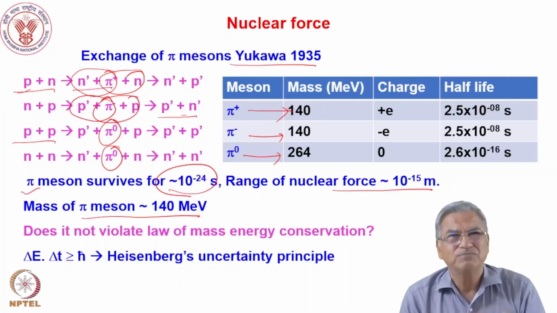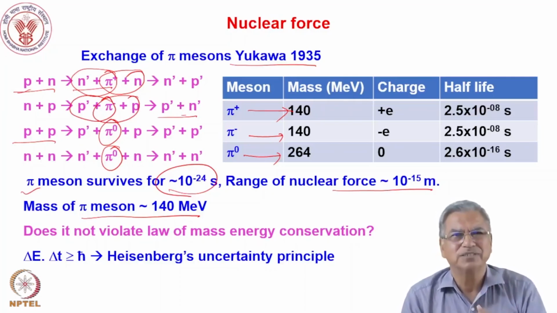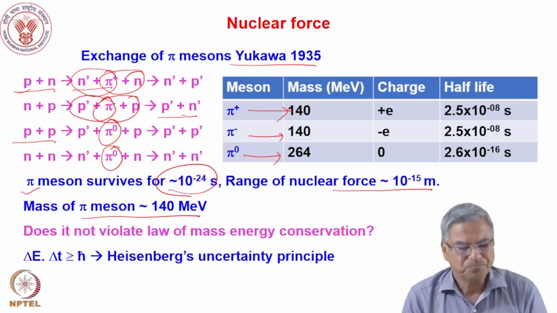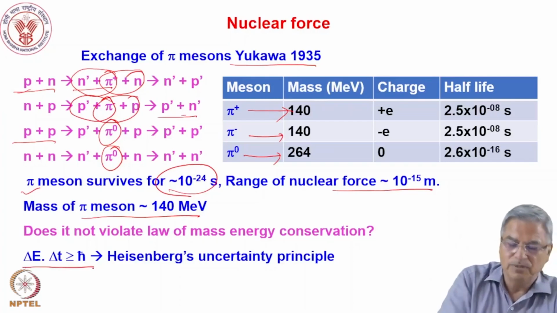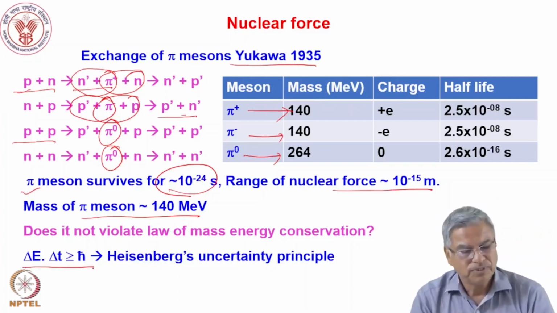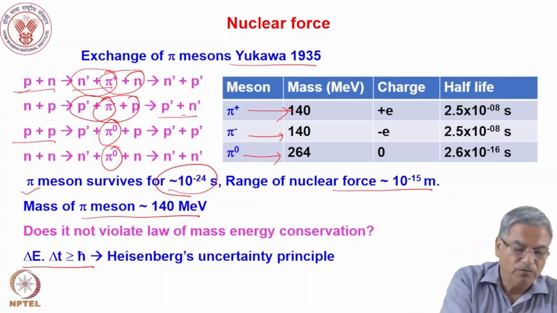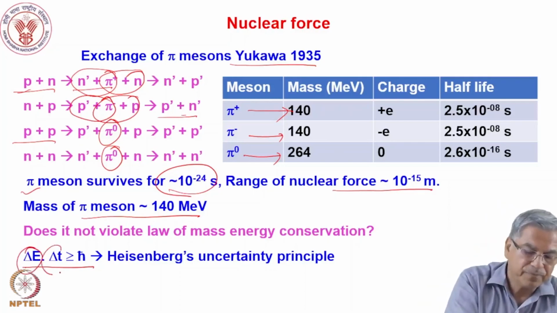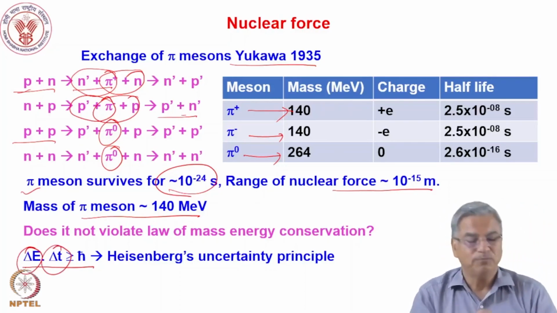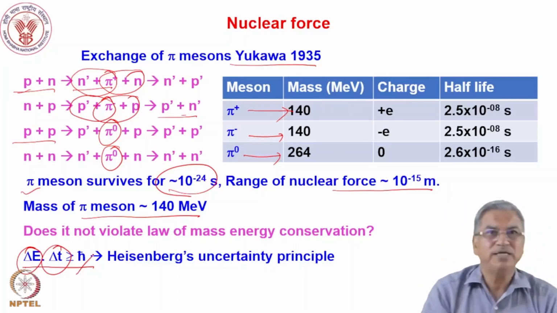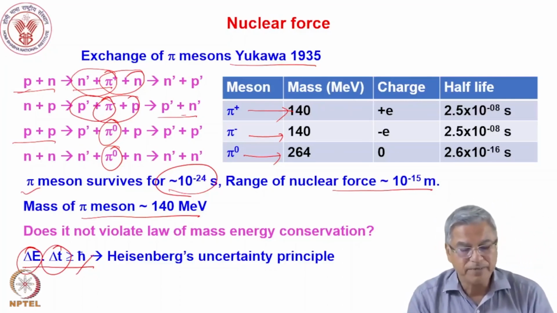Apparently, you feel that it is not possible to generate mass from a pair of proton and neutron. They are remaining intact. But then that is where Heisenberg's uncertainty principle comes to our rescue. The Heisenberg principle of energy and time says that the product of delta E into delta T has to be more than or equal to the Planck's constant, h cross, h by 2 pi.